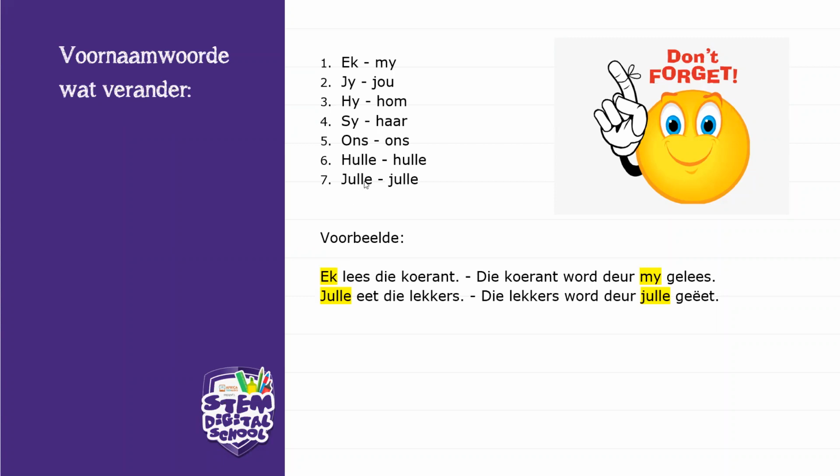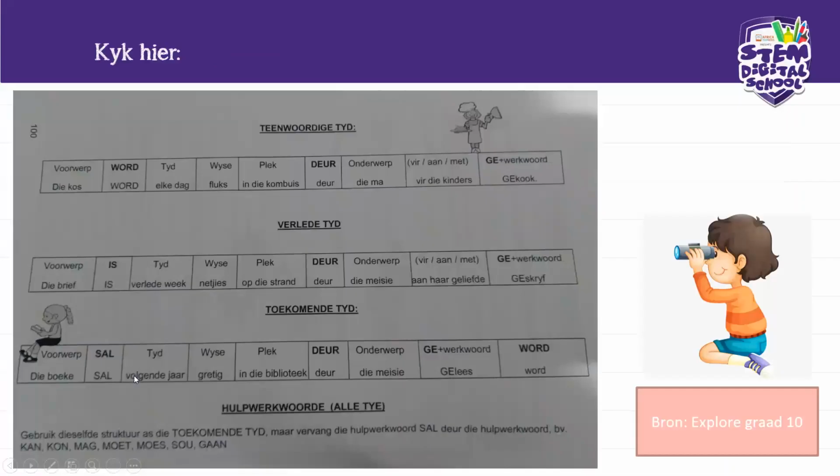Okay, then we go on to the next slide. Now guys, this is an important slide here. I got this from a grade 10 book, Explore Grade 10. The reason I put this picture in this slideshow is purely because it shows us how a sentence in the Lydende vorm looks according to what we know as Stompie. So we can have sentences in the present and the past and the toekomende tyd.